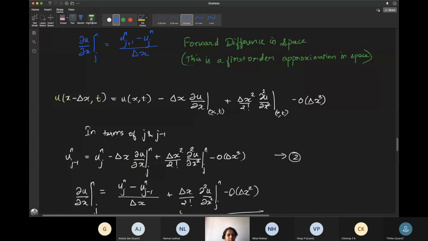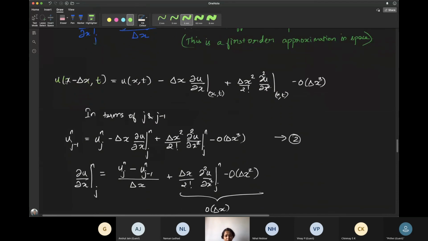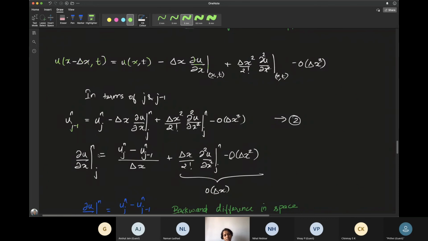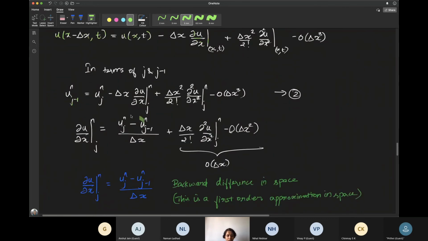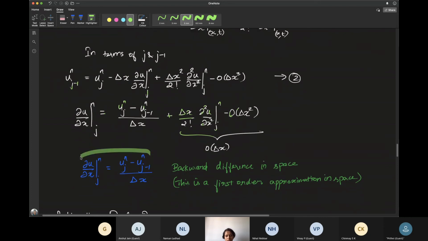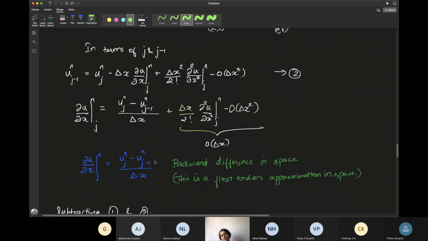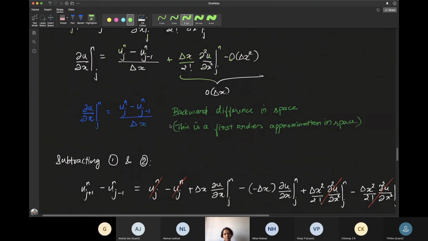So next, going to backward difference. Here again you expand things about x comma t for u of x minus delta x, and then you write in terms of j minus 1, n and in terms of j and n. Here again you do the same thing to get this, and here as well the first term in the truncation error is multiplied by delta x. So this as well is a first order approximation in space, and this is known as backward difference.